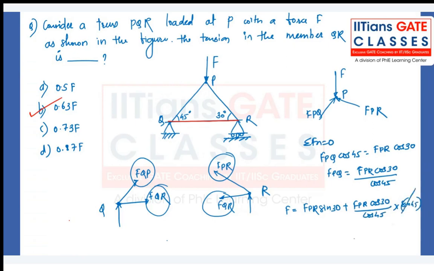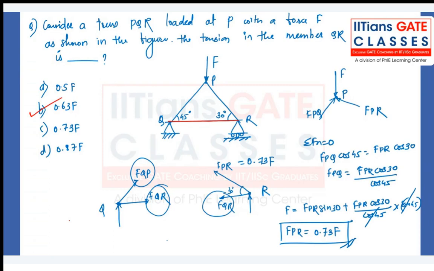F PR you can take common, and you will get sine 30 plus cos 30. So in short, you will get F PR is equal to 0.733 times F. Okay. So this is how you will calculate the F PR. 0.73 times F, and the cos component of it, this is 30 degree, the cos component of it has to be equal to F QR. Are you following?